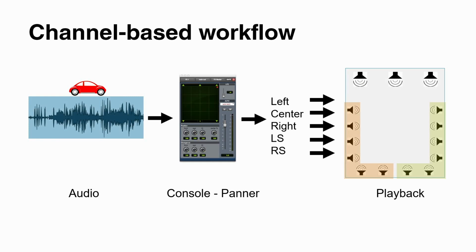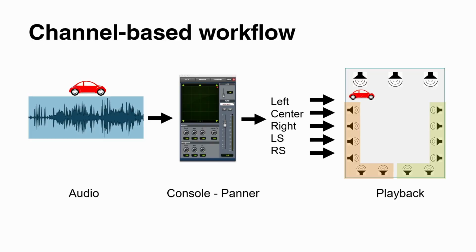Now, let's talk about channel-based and object-based audio. What's actually the difference? When we talk about channel-based audio, we have a little example here. On the left-hand side, we have a little car sound, which is just a little car driving around. Now you can think of, in a channel-based workflow, this car sound shall be moved around the audience in a 5.1 speaker setup. First of all, we can pan the car to the left channel with our joystick or with our panning tool in our audio application. Then we can pan it to the center, and we can pan it to the right channel.